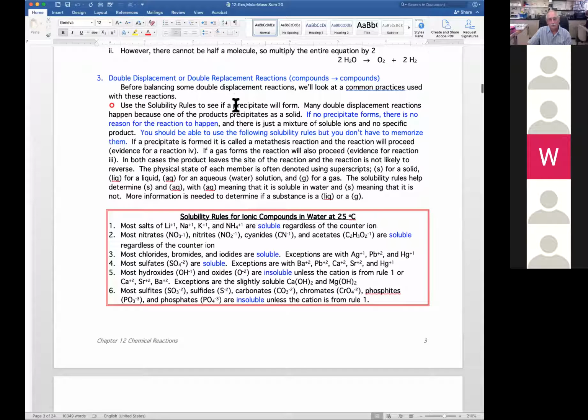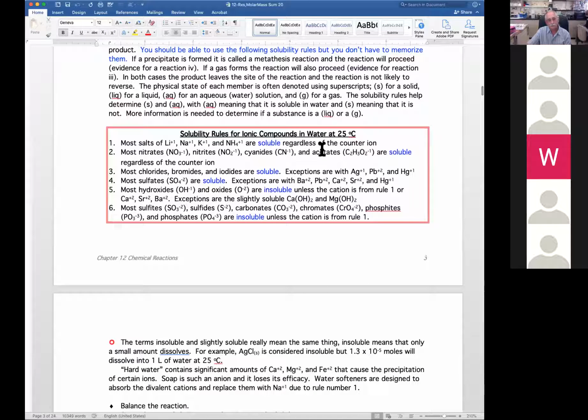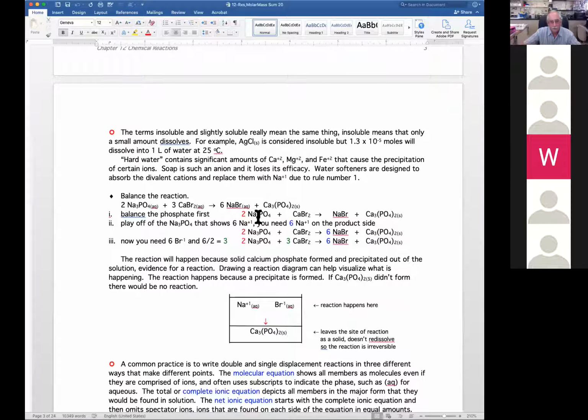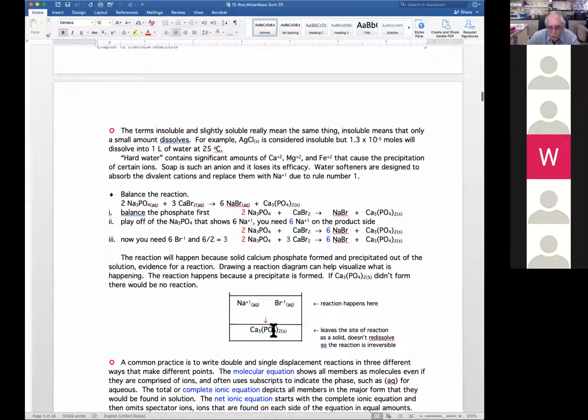In double displacement reactions, we often use the solubility rules. You do not have to memorize them. But I put that there because it's chemistry, and so you realize in a later part of this chapter why this reaction will happen. Because you formed a solid. It precipitated out of solution. That's what made the reaction happen.